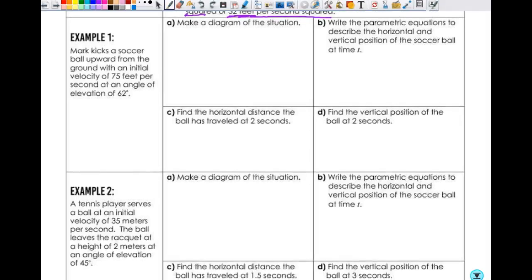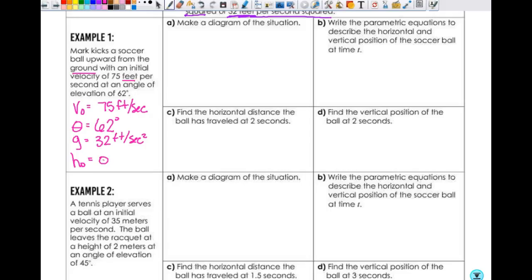All right, so let's read example number 1. It says, Mark kicks a soccer ball upward from the ground with an initial velocity of 75 feet per second and an angle of elevation of 62 degrees. So let's think about some of the things that we are going to need. We need the initial velocity. That is 75 feet per second. I need the initial angle, or the angle of elevation, sorry. That is going to be 62 degrees. Then I need my gravitational constant, and since this is in feet, it is 32 feet per second squared. And then my initial height, well, since it says from the ground, that is going to be 0.